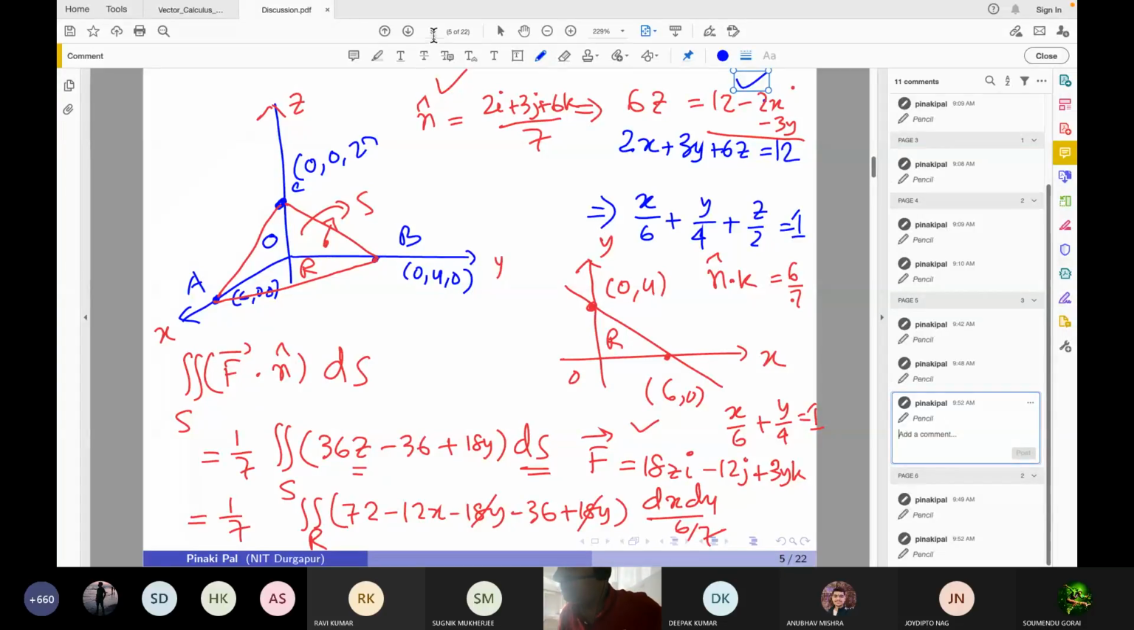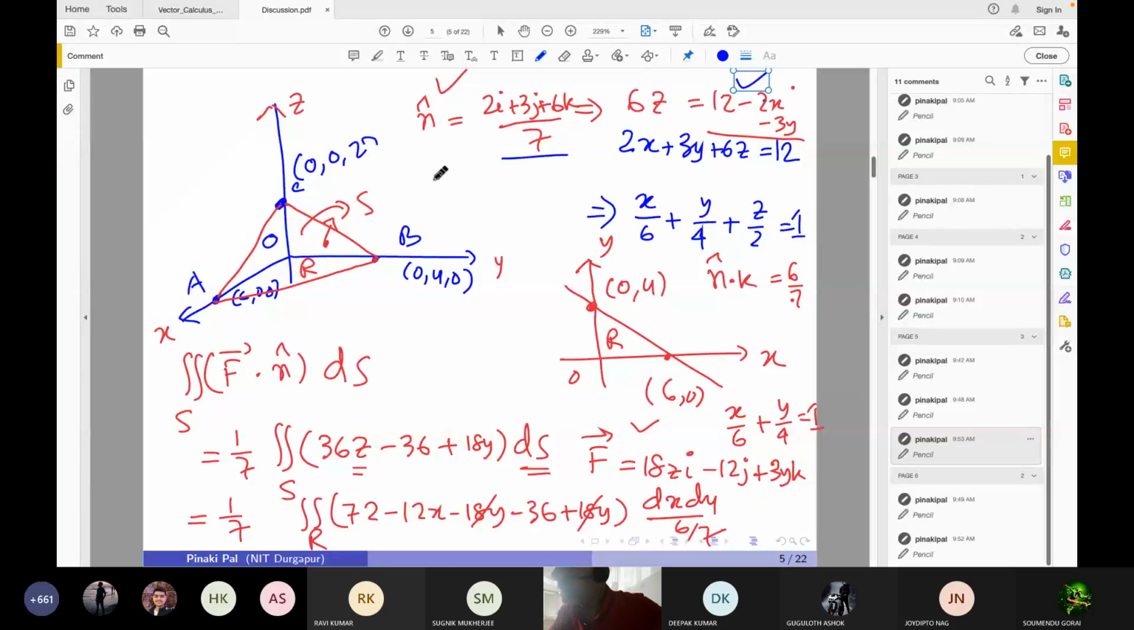Sir, once explain that n dot k, sir, please. Did you understand the evaluation of n? N dot k, sir. Yes, sir. N is this vector. And explain the k evaluation.